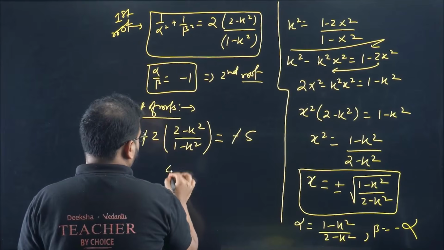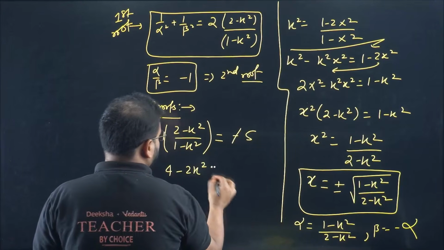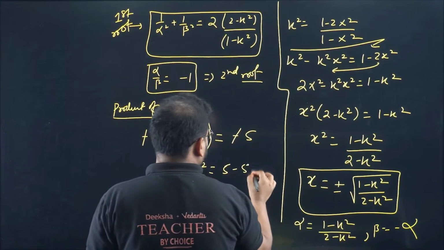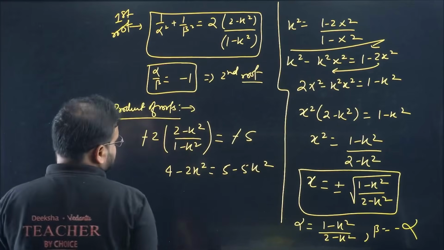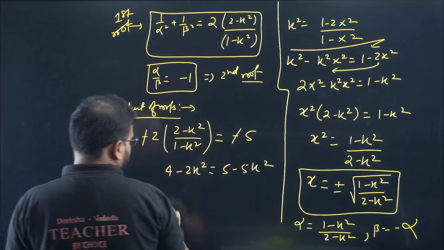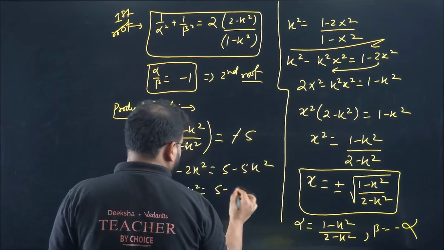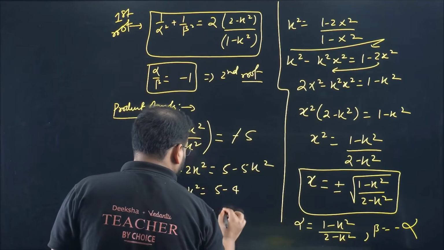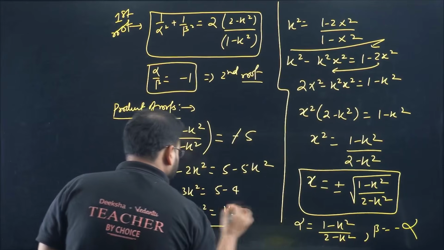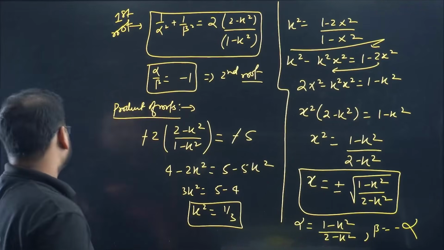I get 4 minus 2k square and I get 5 minus 5k square. Simplify this. So I'll bring it on this side. I get 3k square equals 5 minus 4. It means k square equals 1 by 3. K square is 1 by 3.